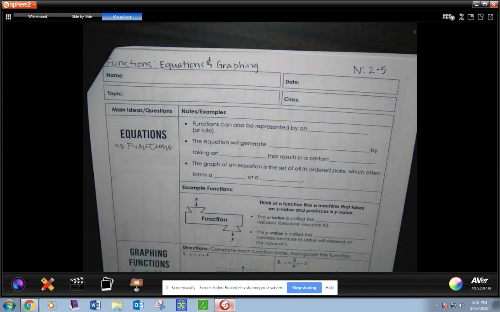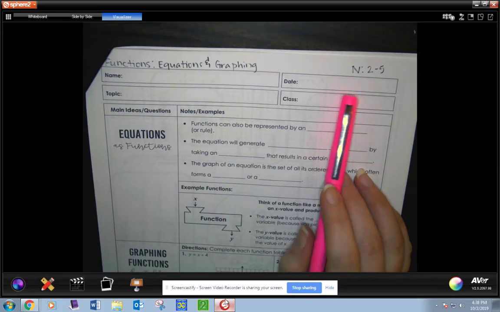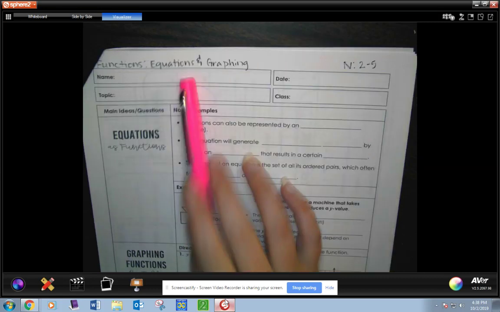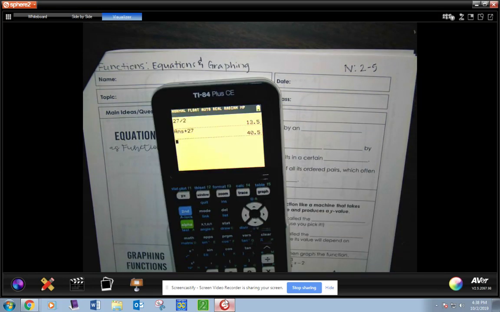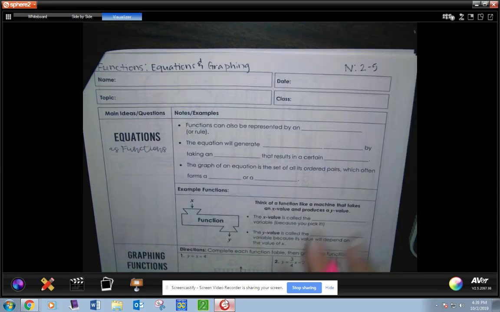All right, guys. So today, make sure that you turn to page notes 2.5, which is functions, and these are the equations and graphing. And we're going to go ahead and get started on them so that way you can get to your work faster. You do get to use your calculator, so you're going to want to have your calculator with you. I'm going to go ahead and clear my memory really quick by doing second plus 712, so that way everything from the other classes are out of it.